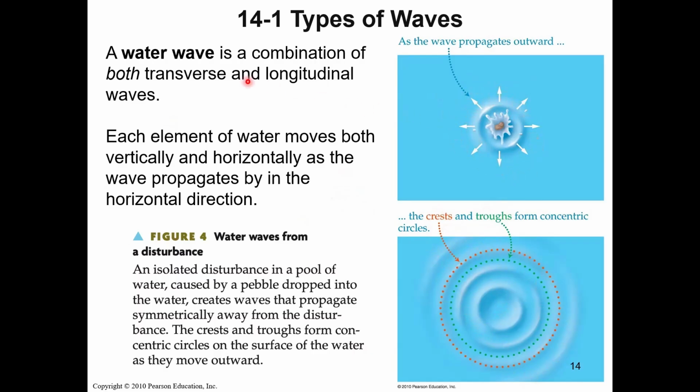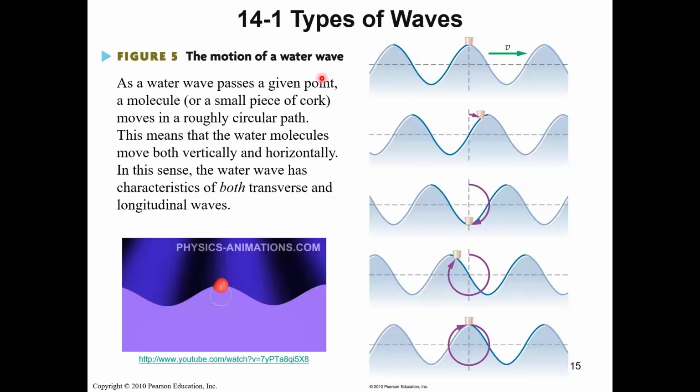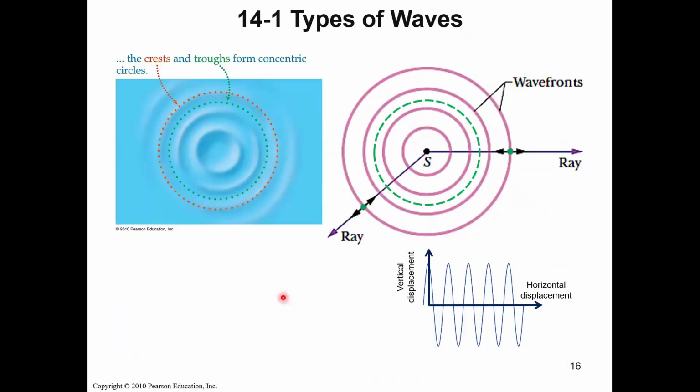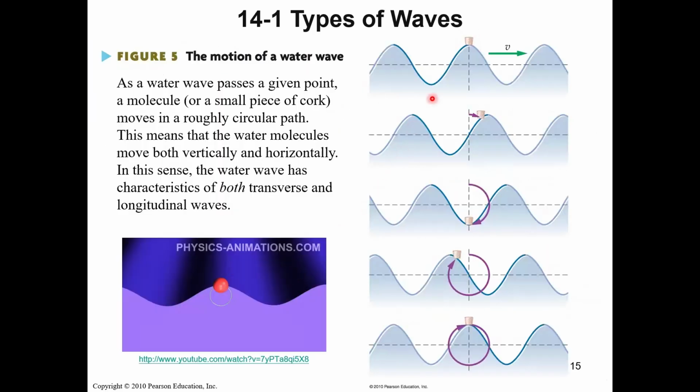But to determine whether it's a transverse wave or longitudinal wave, we need to know the displacement direction. So we look at a single point inside this water wave and we see how it moves. For example, we can put a cork here. Anyway, it's a very light object and it floats on the water and it tracks where a single piece of water moves in time, right?